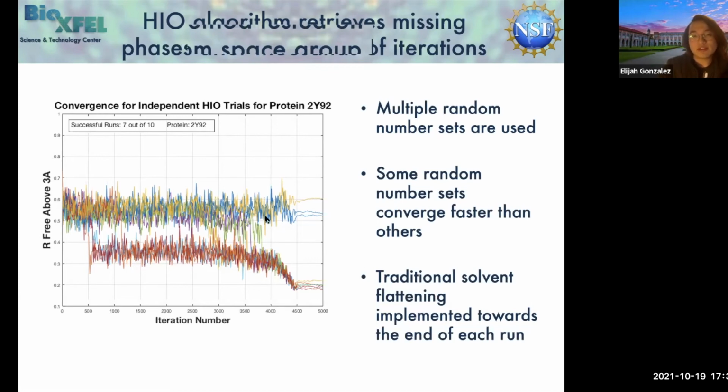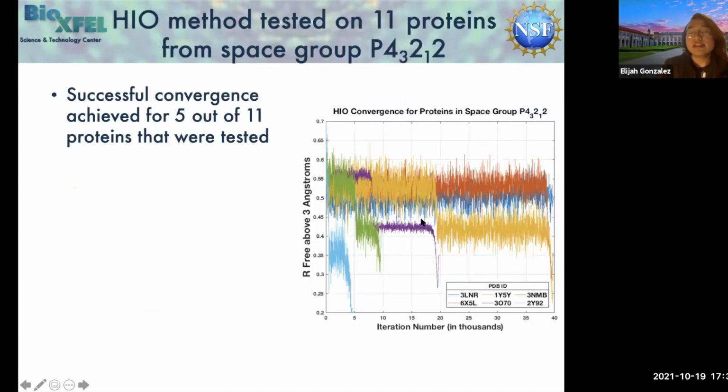I think my computer is lagging. Okay, here we go. So this is a plot for many proteins within space group P43212. And each single line graph that I've shown is only one of many independent calculations that were done. This is just one representative that I'm showing. Otherwise, if I were to show all of them that we did, it would be too cluttered on this graph.